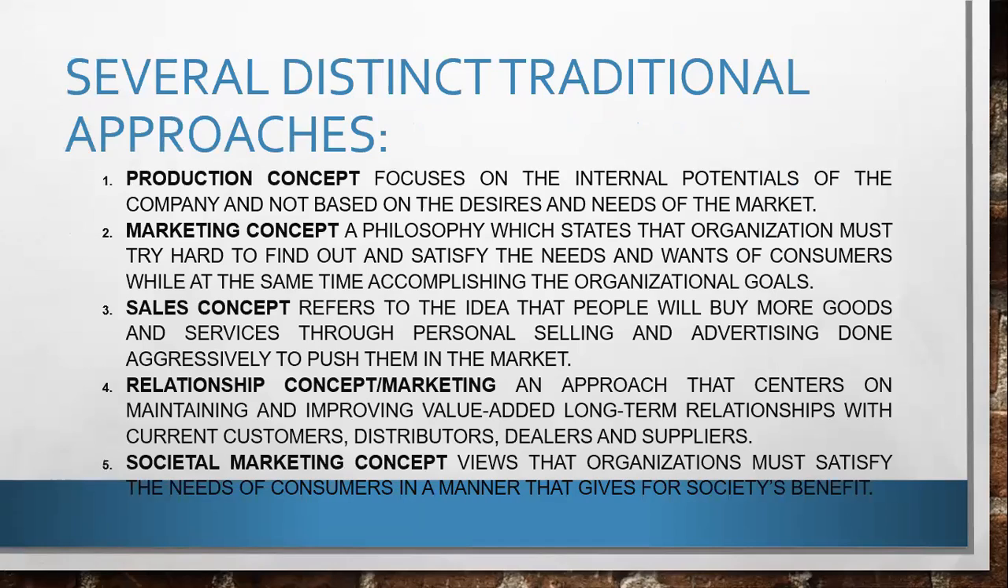Okay, so when we say production concept in the traditional way, it focuses on the internal potentials of the company and not on the desires and needs of the market. In traditional marketing, of course, there were no feedbacks before. So the company produces their products and services based on their potential. They did not look at the desires or needs of the customers.